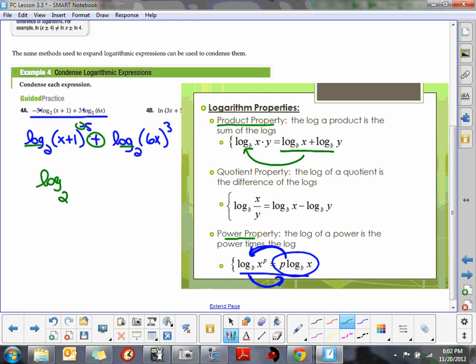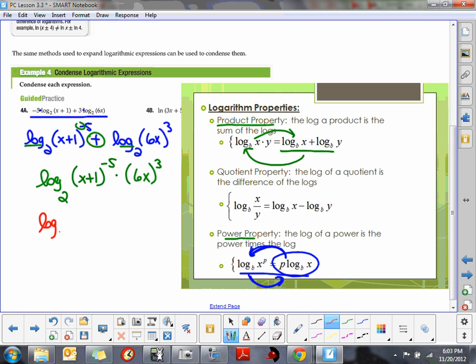So log of base 2 of the argument x plus 1 raised to the negative 5 times the 6x raised to the third. So we're using our property in the reverse way, because we've been so focused on going from the log of a product to the sum of the logs, and now we're doing the sum of the logs can be written as a log of a product.